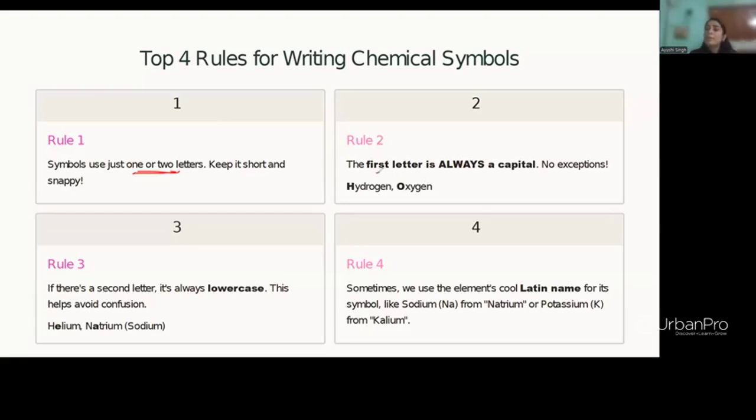Second, the first letter is always going to be a capital. So for hydrogen, it's H, for oxygen, it's O, for carbon, it's C. But if there is a second letter for some elements, because there are only 26 letters in the English alphabet and elements are around 118, it can repeat. So for that reason we are taking the Latin name, and also sometimes writing the second letter. Whenever the second letter is there, it will be a small letter, or lowercase.